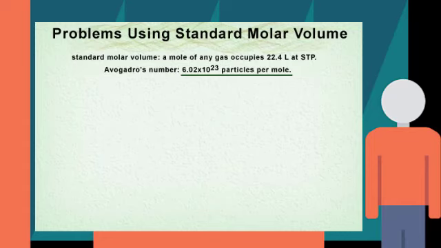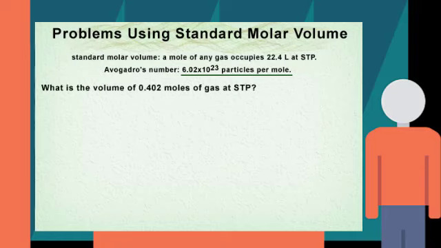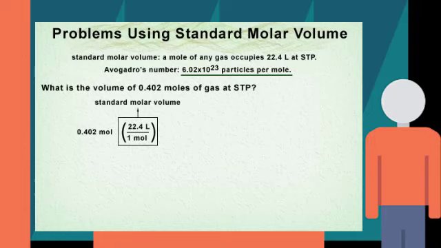Standard molar volume can also be used to solve questions, such as what is the volume of 0.402 moles of a gas at STP? Using standard molar volume as the conversion factor, you find that 0.402 moles of a gas takes up a volume of 9 liters.